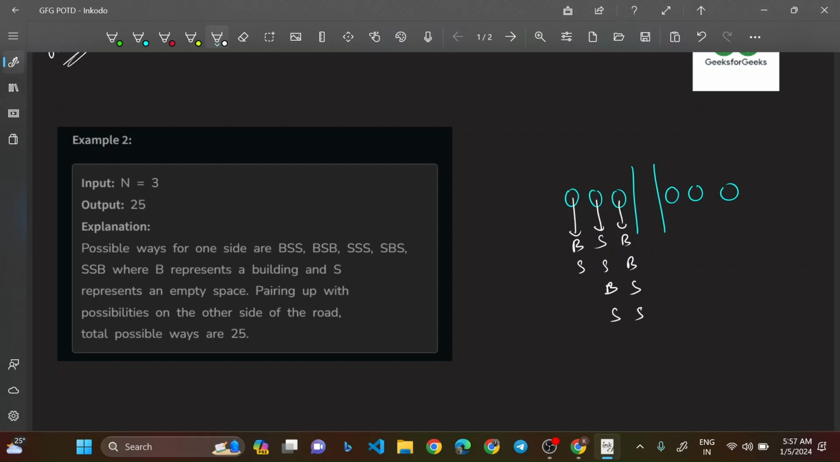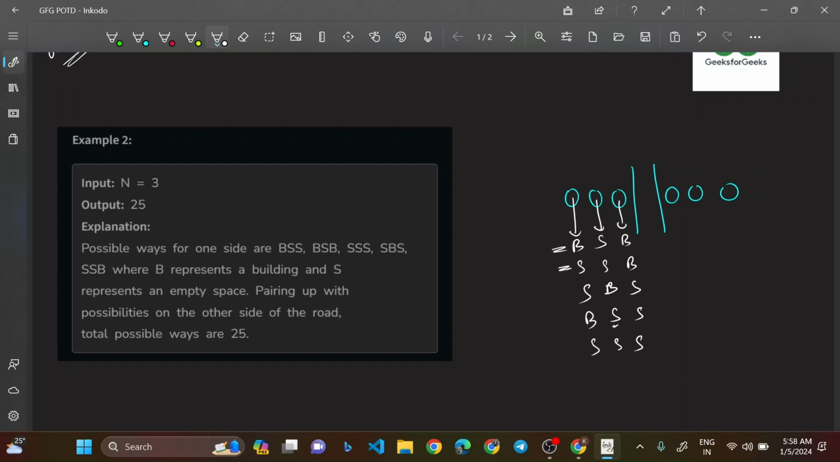So I'll write these two here. And if you're putting a building over here, what is the next option adjacent to it? It must be empty. So it must be S itself. And what about in this particular position? Because you have kept it empty, you have again two options. What are those? Either you can put a building or you can leave it empty. So if you put a building, it would be B, or if you leave it empty, it will be like this. So that's it. We have covered all the possibilities.